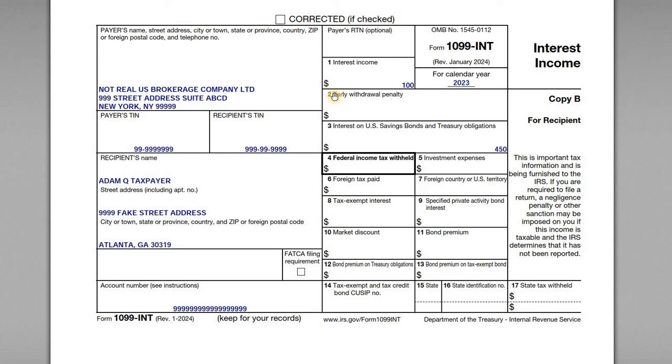What's different about Box 3, depending on where you're a resident, is you don't have to pay state income taxes on this interest. And so what we'll see with Adam's Georgia return is we have an adjustment to exclude the Box 3 U.S. Treasury interest because the state cannot tax that income.